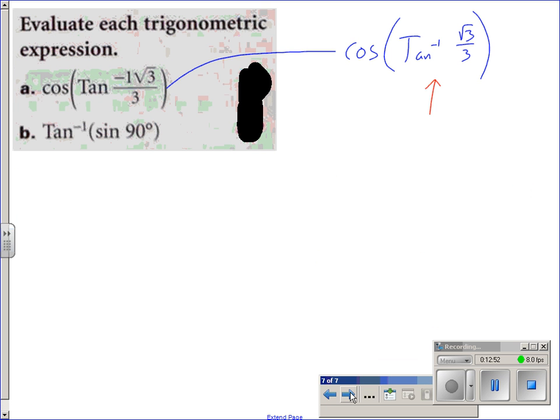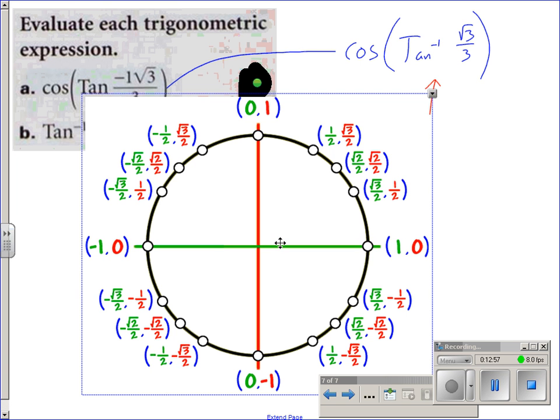Let me see if I can get that picture back up here. Come on, there we go. Paste, there we go, good.